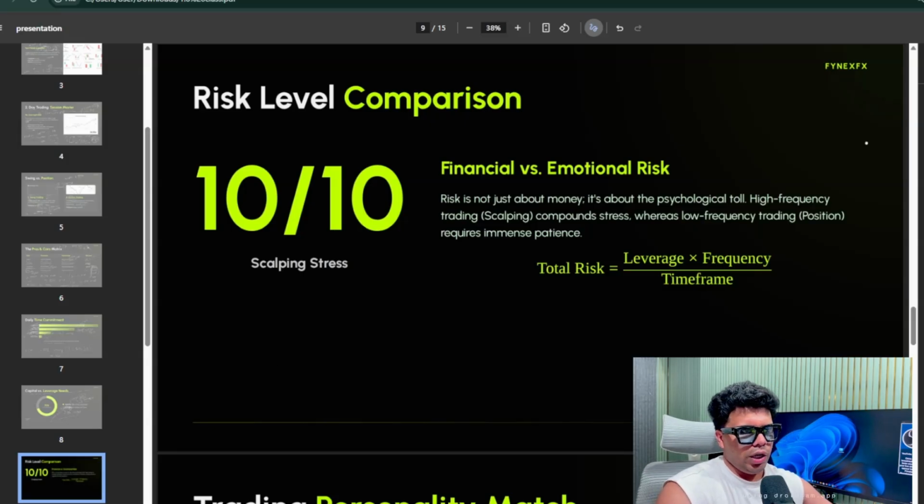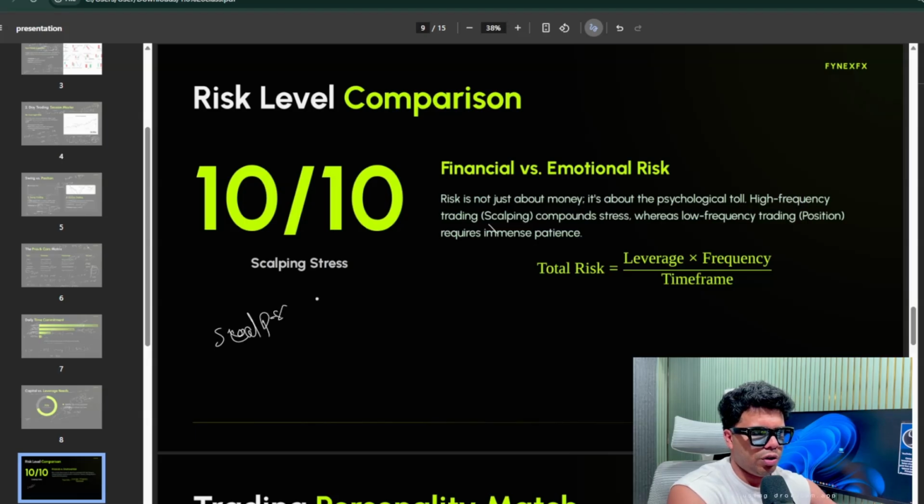The risk level. Trading is not only about risking money, at the same time it's about the emotions and your psychology. Each and everything comes in here as a trader or investor. Risk is not only about the money, it's about the psychological toll. High frequency trading like scalping compounds stress, whereas low frequency trading like position trading requires immense patience. See the difference. You can choose to be a scalper trader if you have small capital and you choose high leverage, and your stop loss and targets are very small.